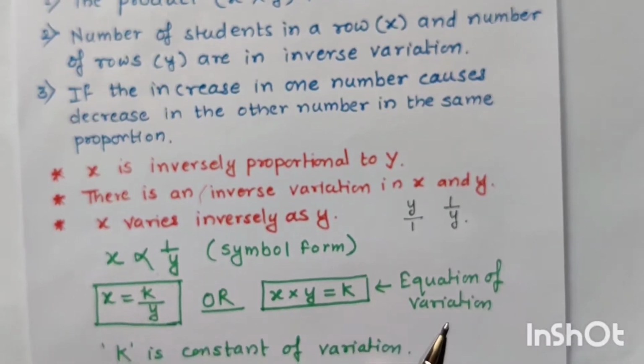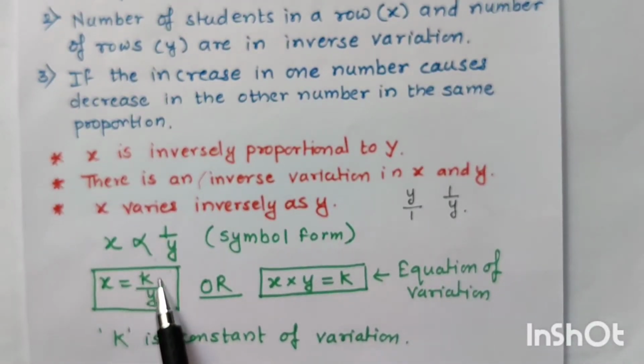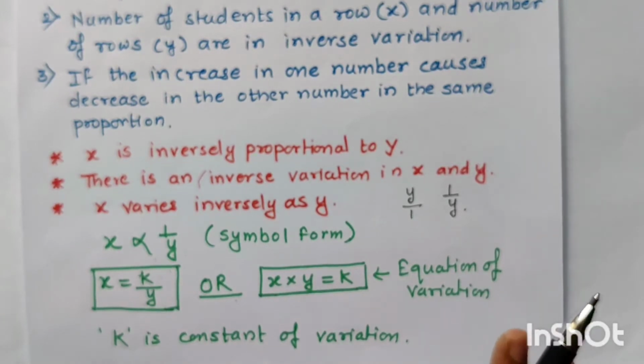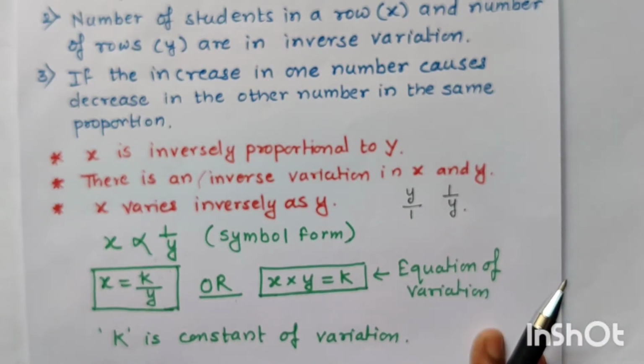Then in equation form, x is equal to k upon y, or x multiplied by y is equal to k. Mostly we use this form of equation, multiplication is equal to k constant. In inverse variation we use x multiplied by y is equal to k constant, and what we used in direct variation was x upon y is equal to k constant. In inverse variation we have to use x multiplied by y is equal to k constant, and k is the constant of variation. So let us see practice set 7.2.